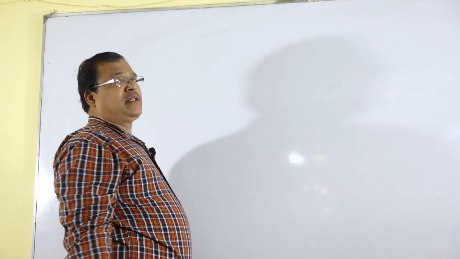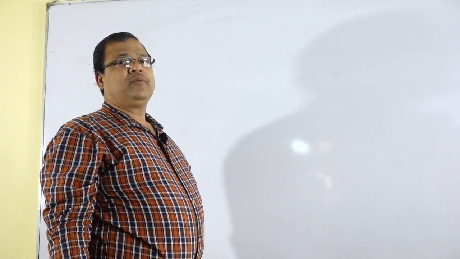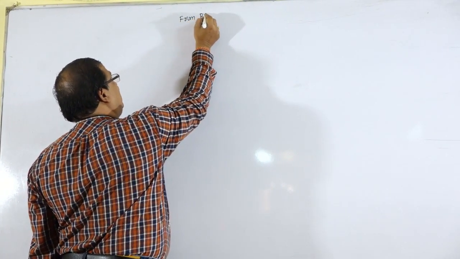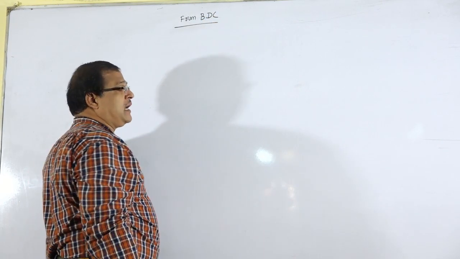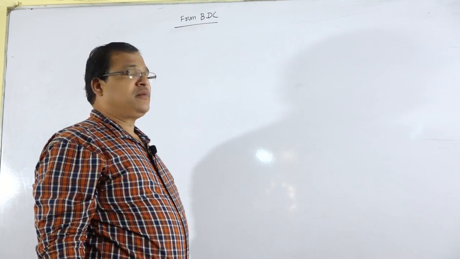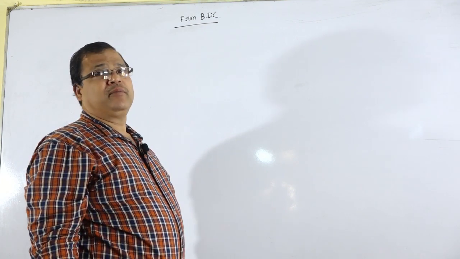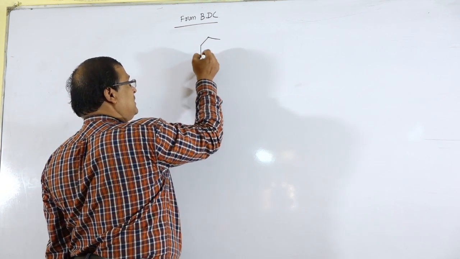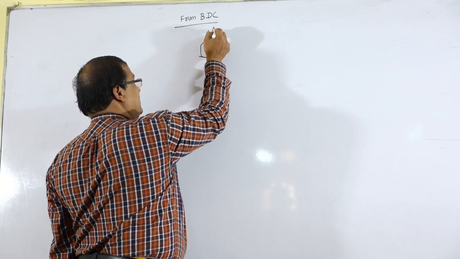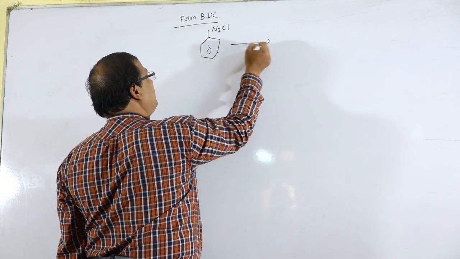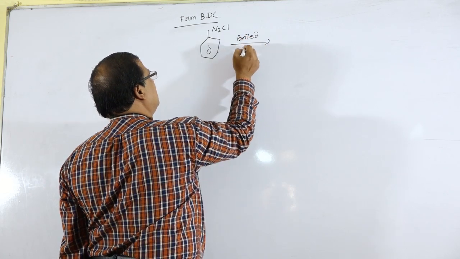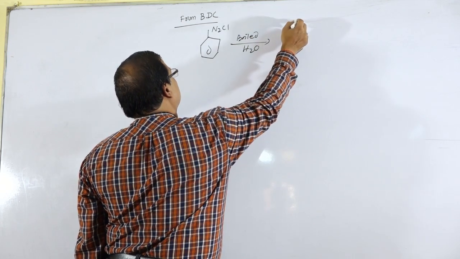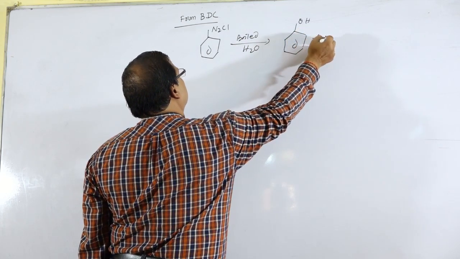Next, the method of preparation of phenol from BDC, benzene diazonium chloride. When BDC, N2Cl, is treated with boiled water, there is the formation of phenol, OH plus N2.